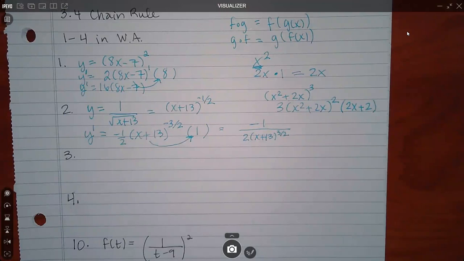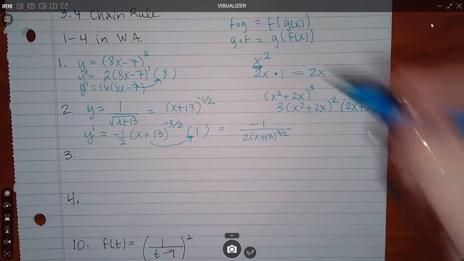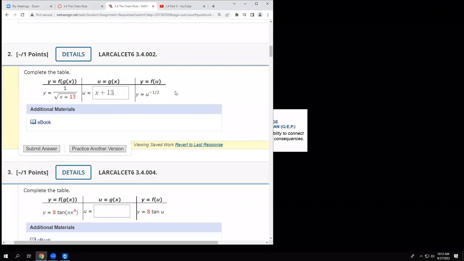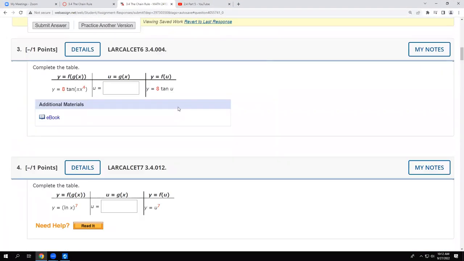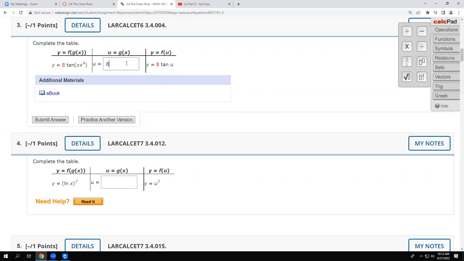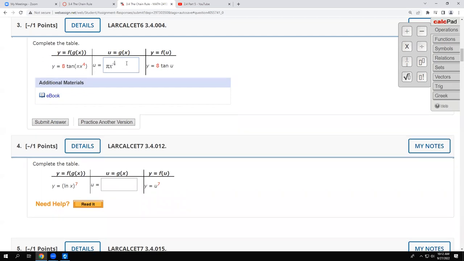Let's see what number three looks like. This was all just my little stuff I was talking about at the beginning. So for number three, it has tan, 10 of you identified as the outside function. So essentially just figuring out where u is after the tan, isn't it? So what is it that was after the tan? What was I taking the tangent of? Mm-hmm. So that's what they want in here, pi x to the fourth.